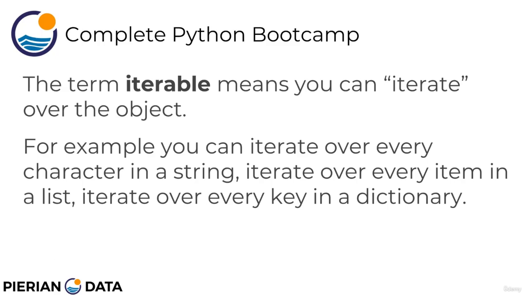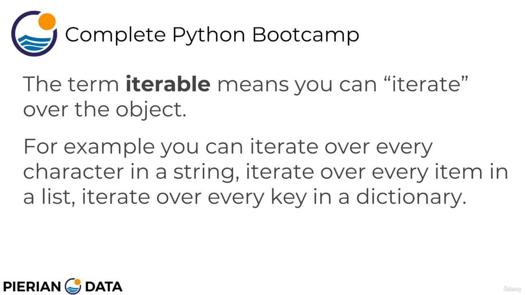So I want to focus a little bit on this term iterable because you hear it a lot, especially in Python documentation, and it's kind of a strange term if you've never heard it before. All this term means is that you can iterate over the object, and that means you can perform an action for every thing in that object. So for example, for every character in a string, you can iterate through that string and then do something for every character. Often maybe you want to print out every single letter in that string. So that means the string is an iterable object. You can work through it.